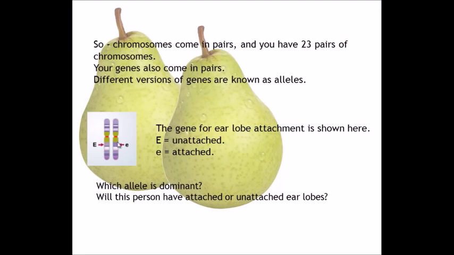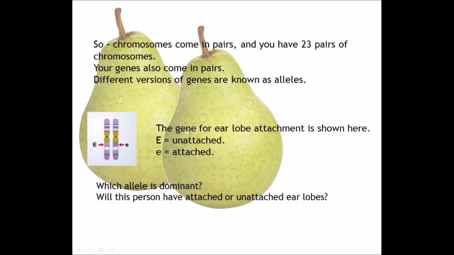So on the diagram here you have a picture of a pair of chromosomes. And located on each, on these arrows here, this indicates two alleles. Now, an allele is a version of a gene. And in this case, you have an uppercase E and a lowercase e. Now, an uppercase letter represents an allele which is dominant, and a lowercase letter represents an allele which is recessive. With a dominant allele, you only need one of those alleles for it to be expressed, whereas with the recessive allele, you need two of them.